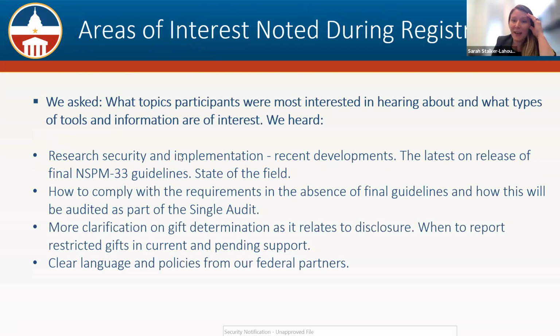Okay, so what's been happening in research security implementation, recent developments, and then of course, anything latest on final NSPM 33. I think probably many of you are tracking that on February 14th, just last month, OSTP released guidance finally requiring federal research funding agencies to begin implementation and using the harmonized common disclosure forms.